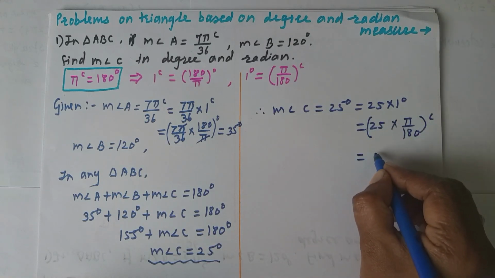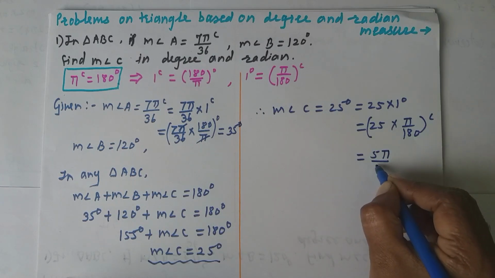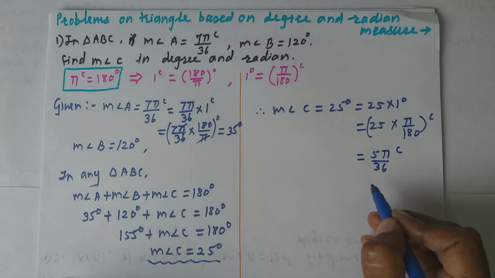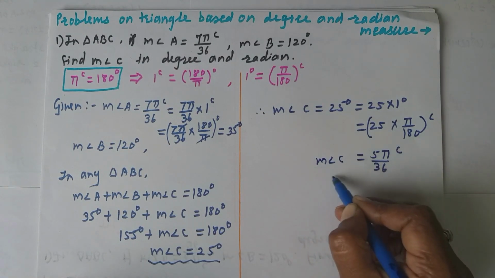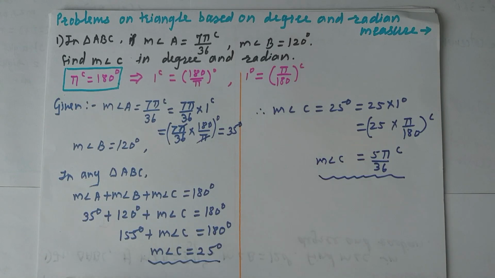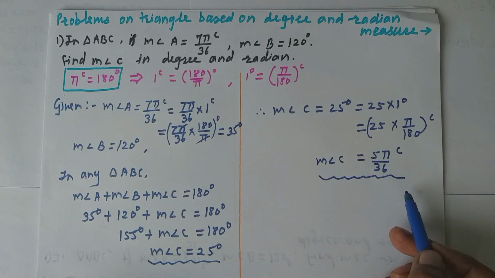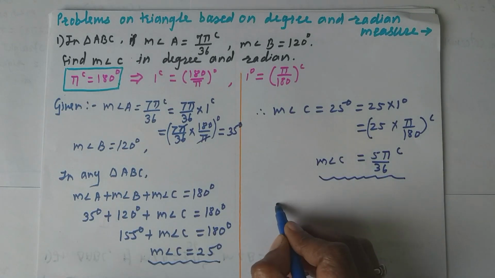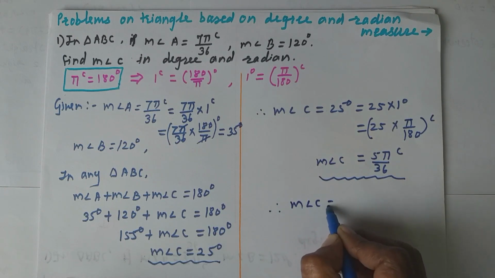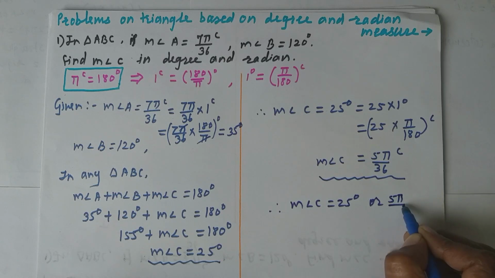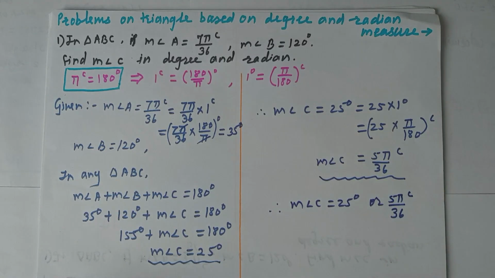After simplification, this is nothing but 5 pi by 36 radians. In this way we have got major angle C both in degree as well as in radians. Major angle C in degree is 25 and in radians it is 5 pi by 36 radians. Therefore, you write down major angle C is equal to 25 degree or 5 pi by 36 radians. Then we will see the next problem.